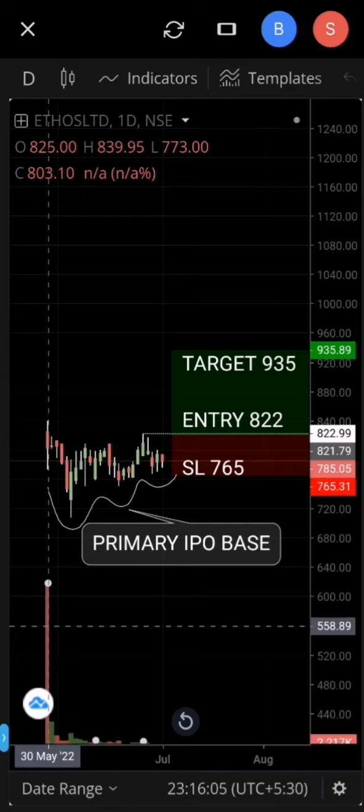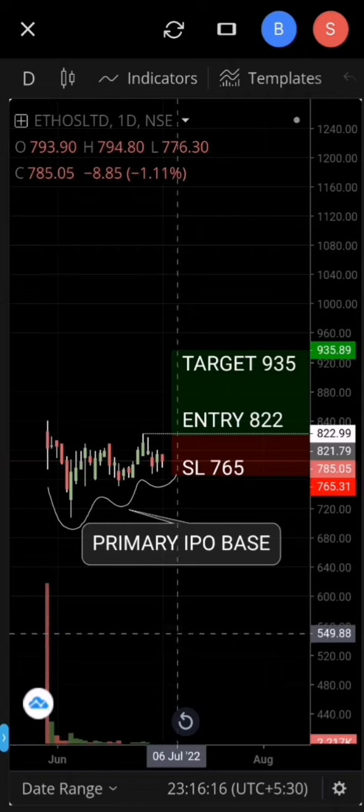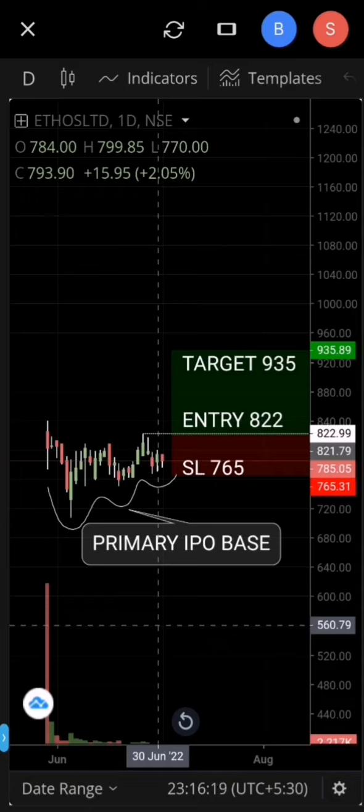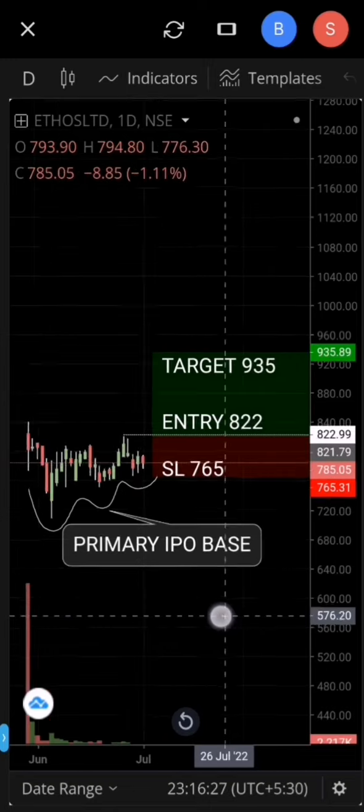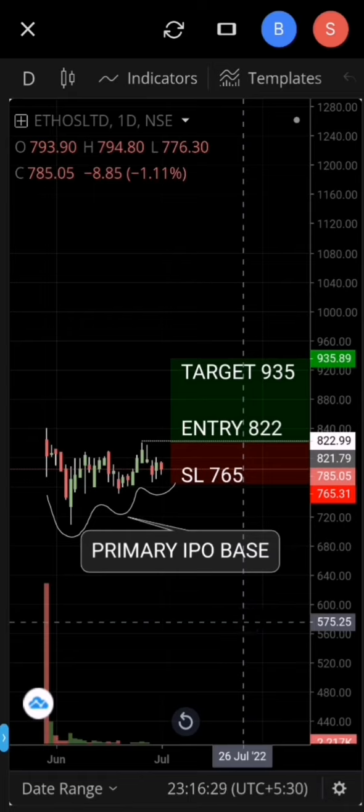It went down, again came up, again went down, but the correction was not that significant. Then it again tried to reclaim the all-time high. Again it made the third contraction here. Currently it's making its third contraction, and we are expecting that if the price moves beyond 822, then this could be an ideal entry for us, with the stop loss at 765 for the primary target of 935. We may trail it or we may not trail it. Let's see how this move plays out.